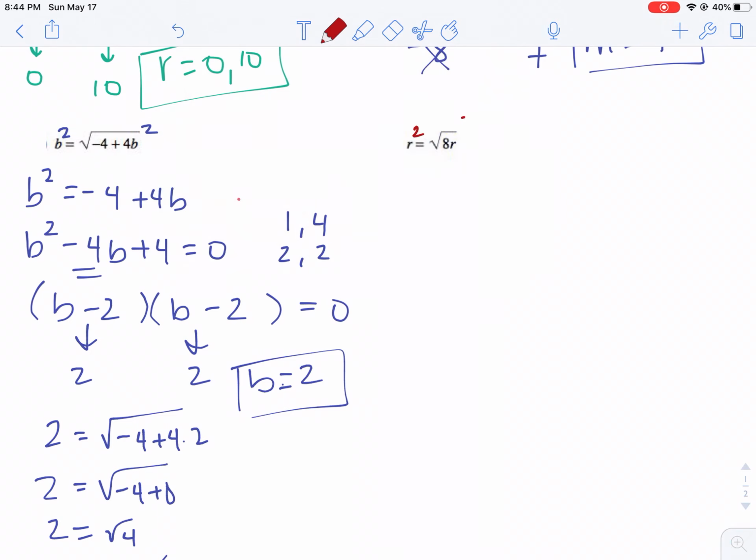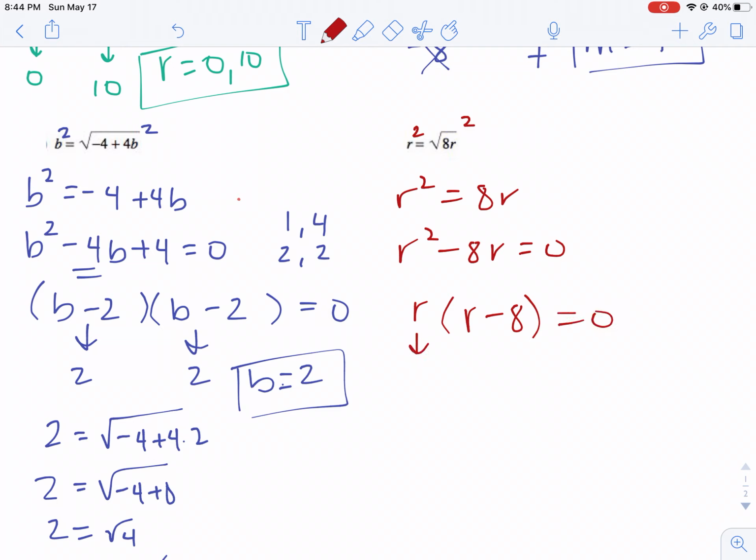And then the last one, again, we're going to square both sides. This gives us r squared equals 8r. I'm going to get everything on one side, so I'm going to take away 8r from both sides. This is a binomial, so we're going to factor it just by factoring out that GCF. So we would have r times the quantity r minus 8 equals 0. Our zero product property gives us two solutions, 0 and 8.